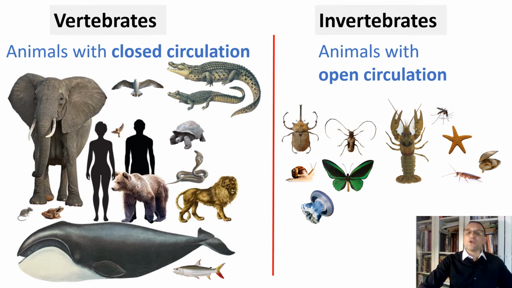Closed systems are more suitable for large and active animals because the blood can be moved rapidly to the tissue that needs it. Both open and closed circulatory systems move blood throughout the organism, providing exchange of nutrients and oxygen for waste products and carbon dioxide at the cellular level.